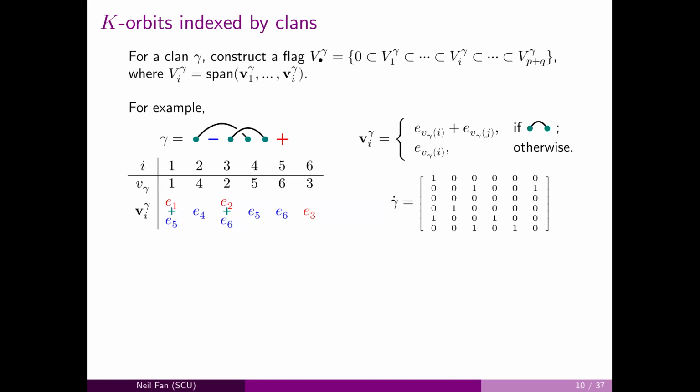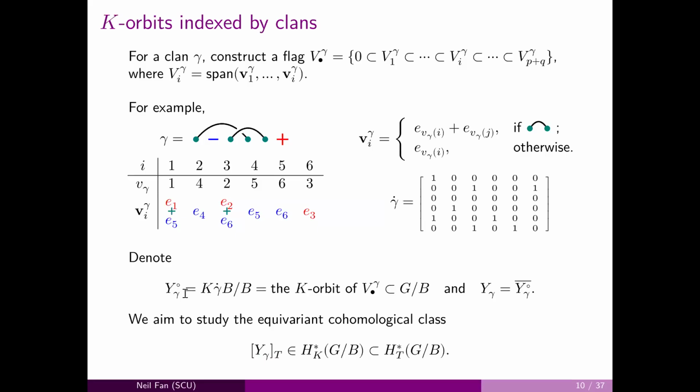So for each gamma, we construct a matrix gamma dot. And this gamma dot is a point in its K orbit. So we use Y gamma circle as the K orbit of gamma dot, and we use Y gamma to be the closure of Y gamma circle. We aim to study the equivariant cohomological class of Y gamma. So we want to study the cohomological class, such as the polynomial representative of this class, like the classical case.